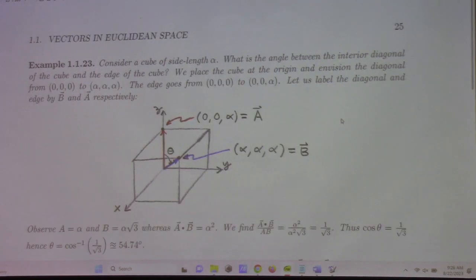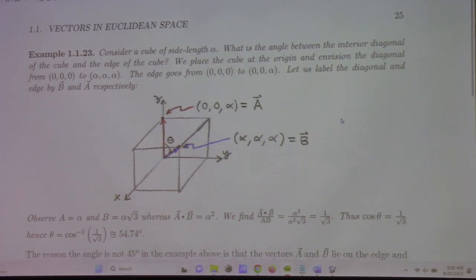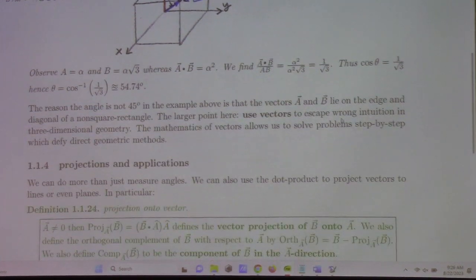All right. Oh, we just did that example, right? But with 1 instead of alpha. Oh, 54.74. Wait, did I say? What did I say?